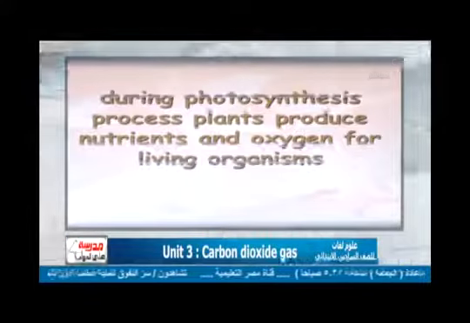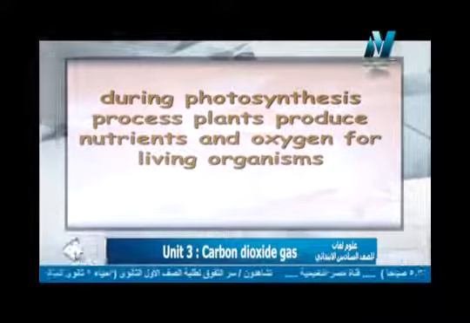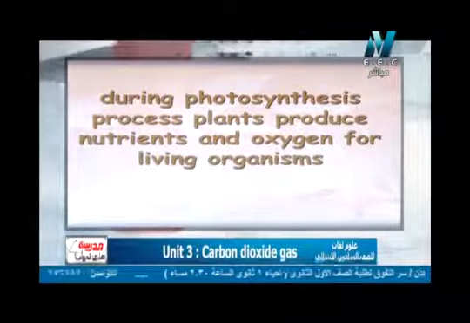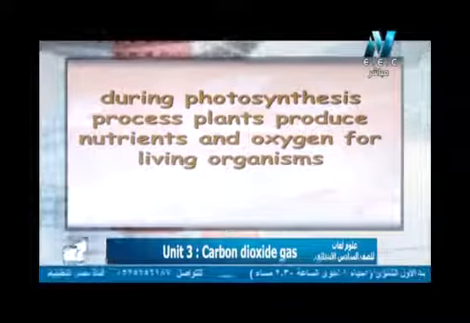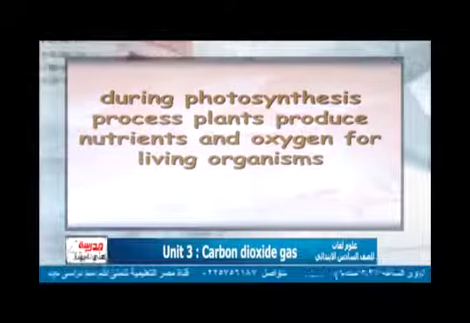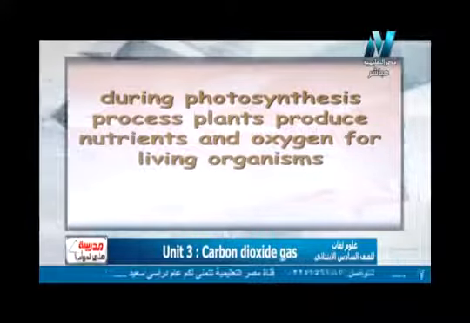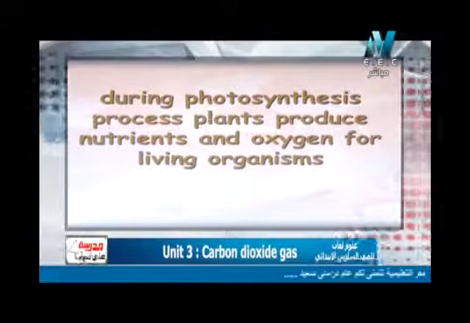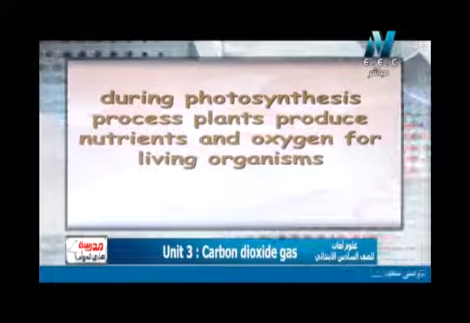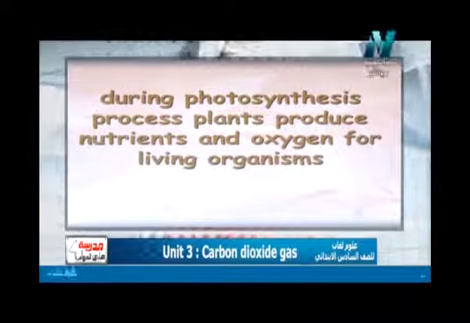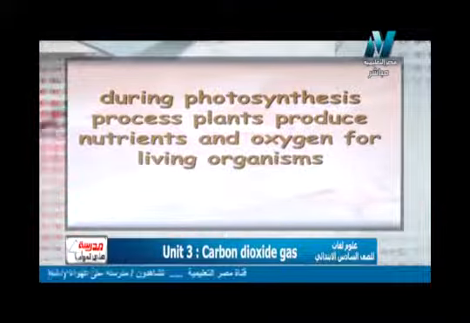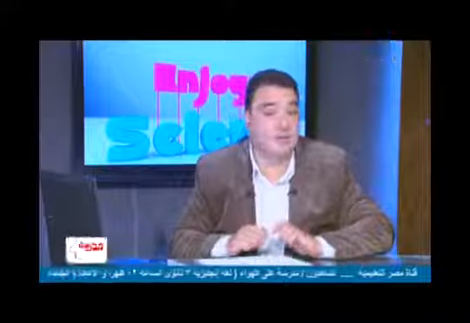Another piece of information: during the photosynthesis process, plants produce nutrients, meaning food materials, and oxygen gas for living organisms. So we can say that the photosynthesis process is a very important process, or I can now write a very important give reason question. Why is the photosynthesis process important?